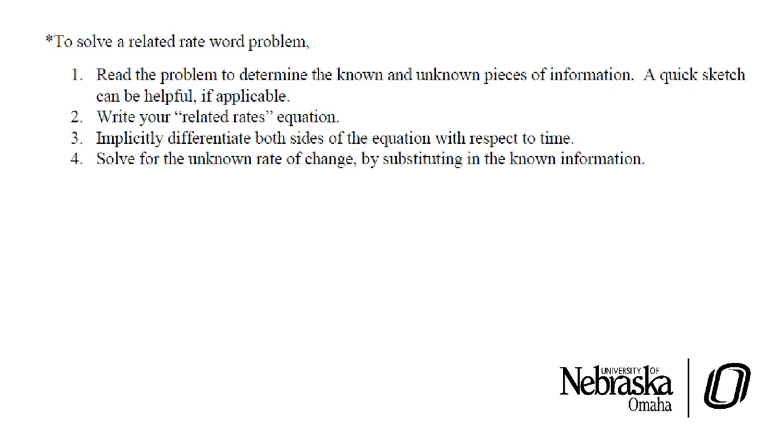Write your related rate equation. So we're going to write an equation with the information given, and then we're going to differentiate both sides, generally with respect to time for the problems we're going to do in this course. And then solve for the unknown rate of change. Usually it means substituting in the information we know, just like the last couple of examples we have done.